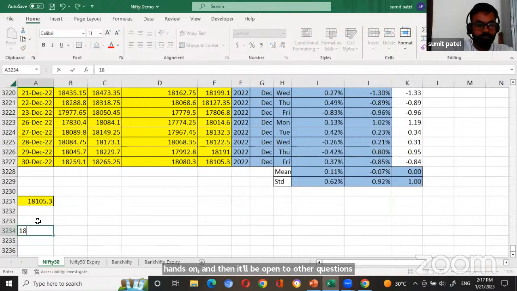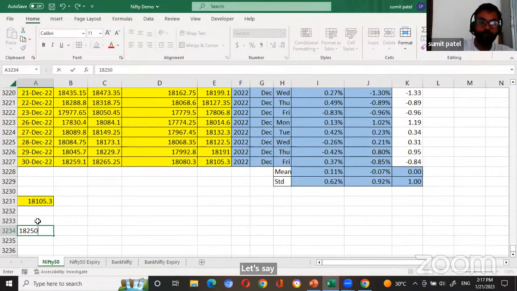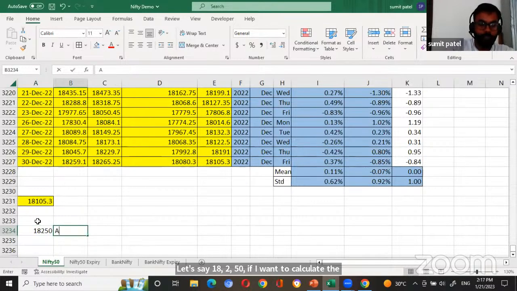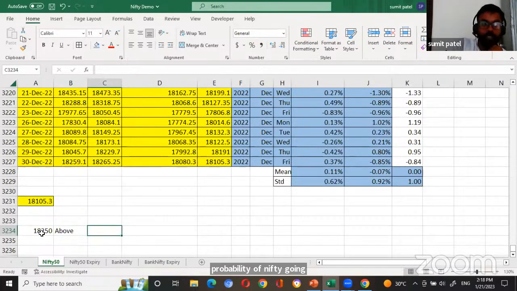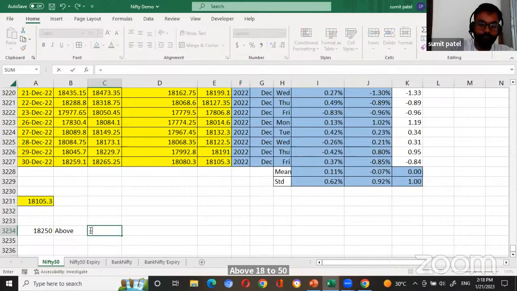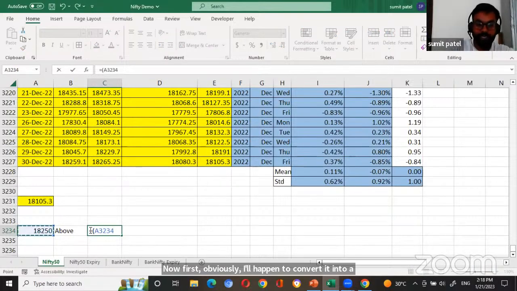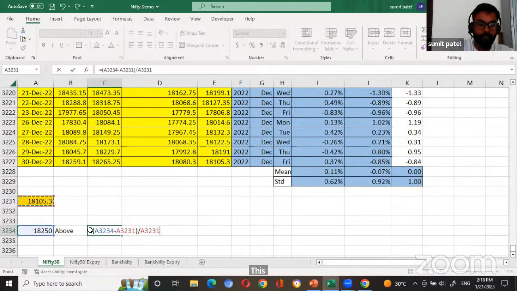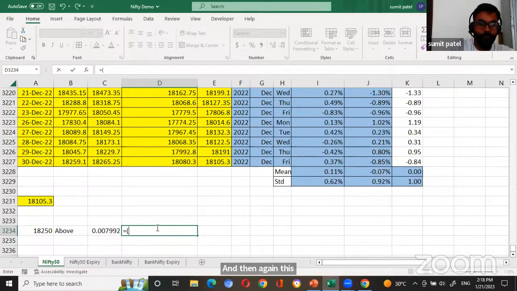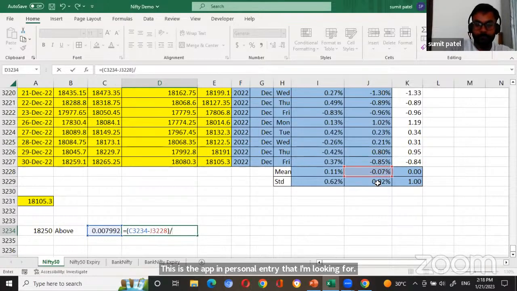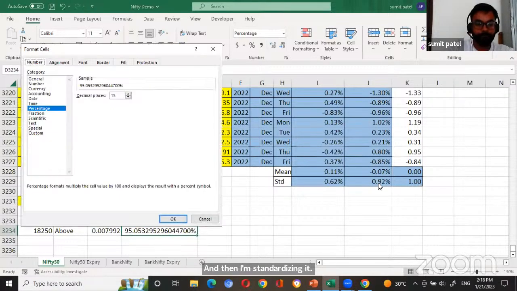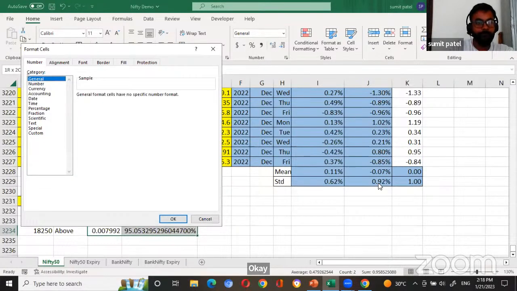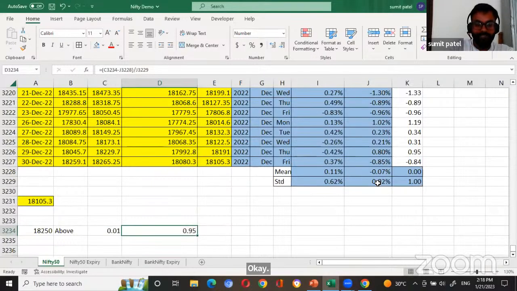Let's say 18,250. If I want to calculate the probability of Nifty going above 18,250, first, obviously, I'll have to convert it into a percentage, or convert it into a standardized value first. This minus this, divided by this. This is the percentage increase that I'm looking for. And then I'm standardizing it to get the z-score. Right? So it is 0.95.